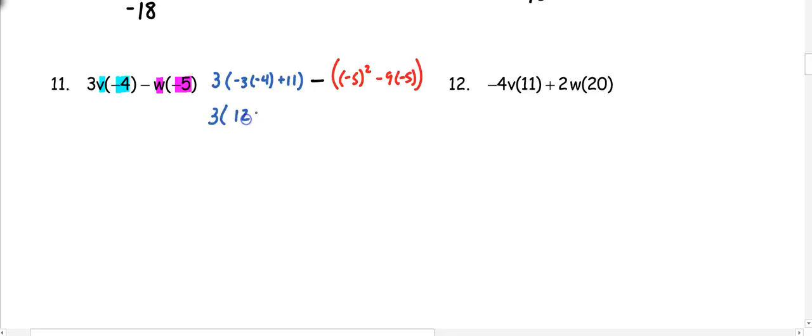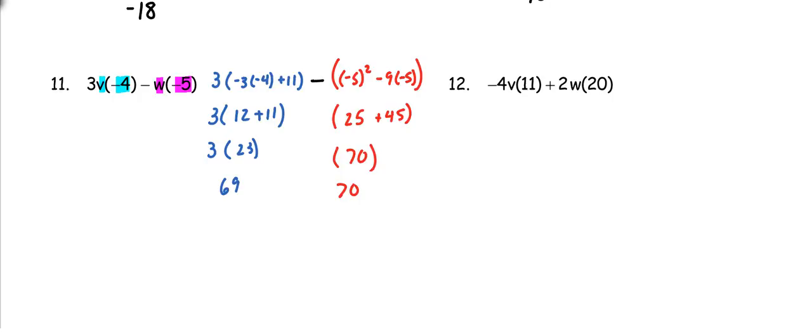So I get 3 times 12 plus 11, which is 3 times 23, which is 69. And then in the red equation, I would have 25, because remember, two negatives make a positive. So when I square negative 5, it's really negative 5 times negative 5 to make it positive, plus 45. And 25 plus 45 then would get us to 70. And then I'm going to bring down my subtraction sign. So I have 69 minus 70, which would get us an answer of negative 1.